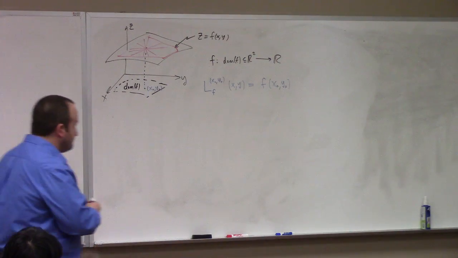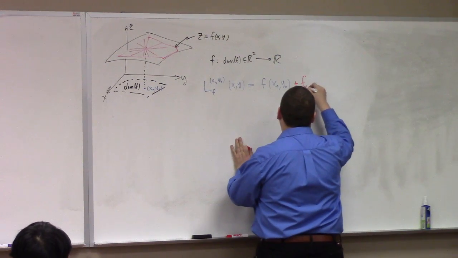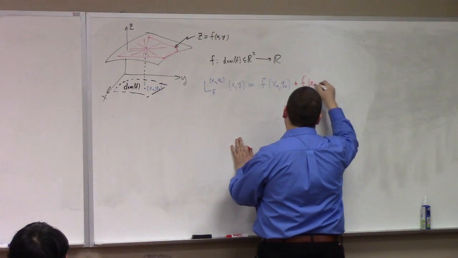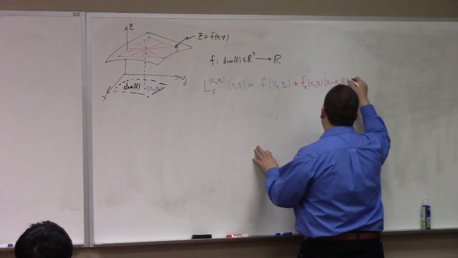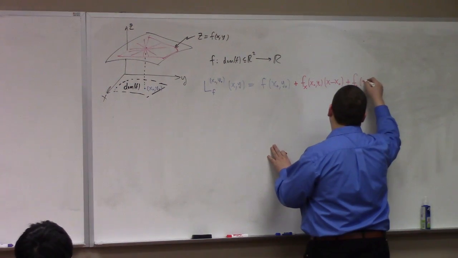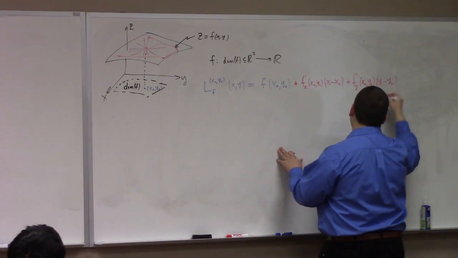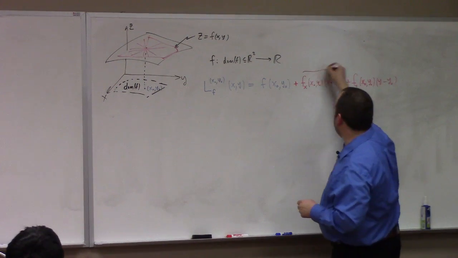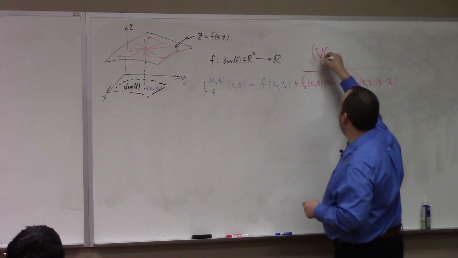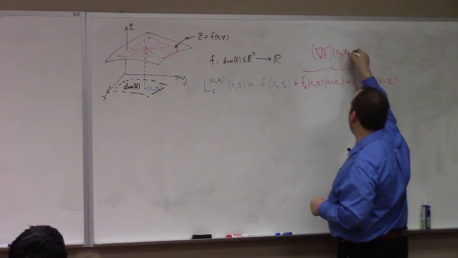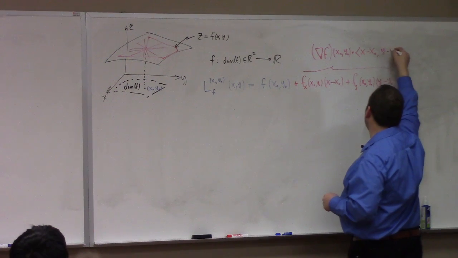In particular, you do plus f sub x, the partial derivative with respect to x at the point, times x minus x naught, plus f sub y at the point, times y minus y naught. So this collectively is exactly the gradient of f at the point x naught, y naught, dotted with the change vector x minus x naught, y minus y naught.